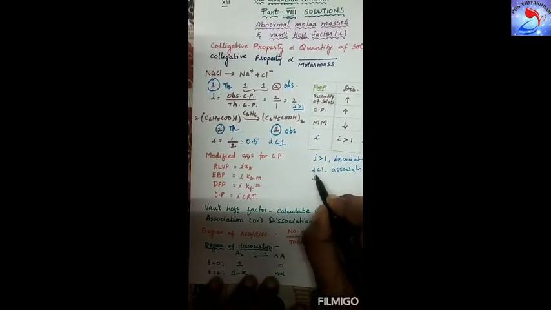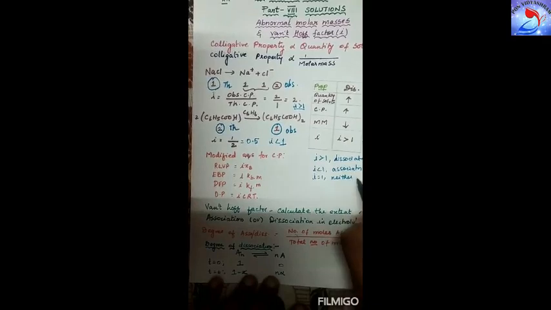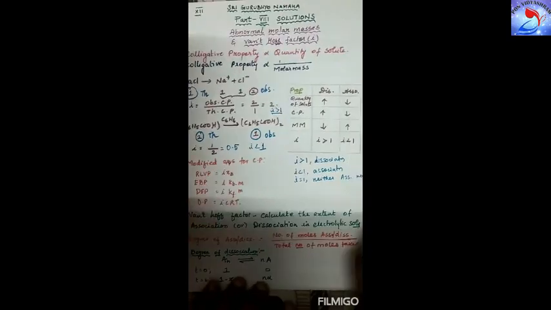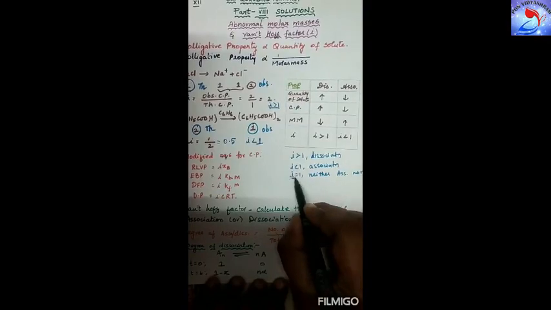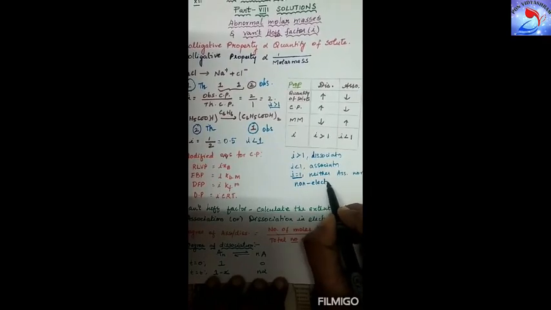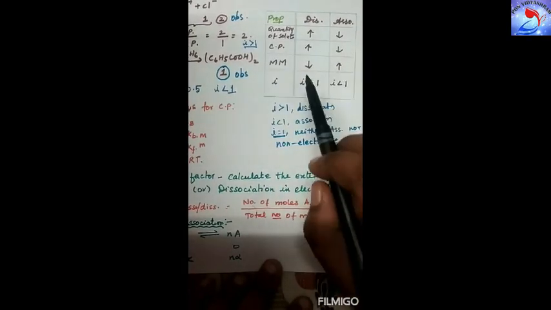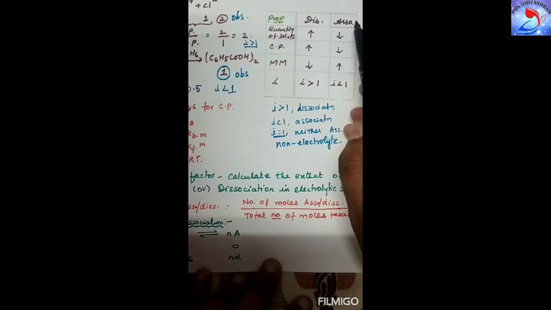Now what happens when i is equal to 1? Then in that case, neither association nor dissociation takes place. In that case, the solute is not an electrolyte. The nature of the solute is a non-electrolytic solution. Now let us look into the table to have a clear idea about dissociation and association properties of a solute, which is the reason for revealing abnormal molar masses of the solute.